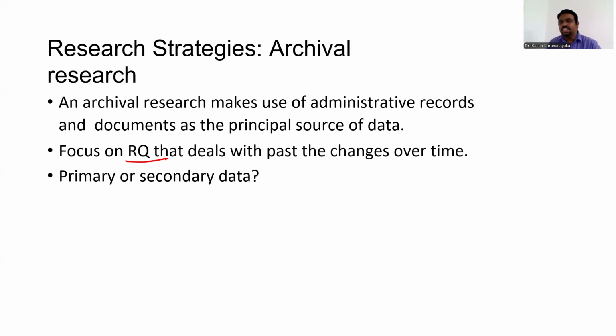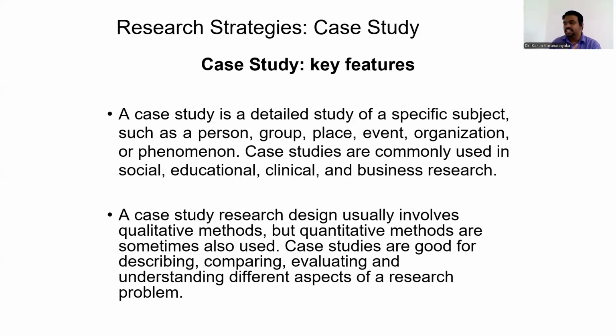What is primary research? Primary research means you will do a primary data collection. You will collect your own data, and then you will try to answer research questions. Case studies, usually a case study is a specific, limited study where you will study a person, a group, place, event, organization, or phenomenon. So case studies are commonly used in social, education, clinical, and business research. In case studies, usually we use qualitative methods.